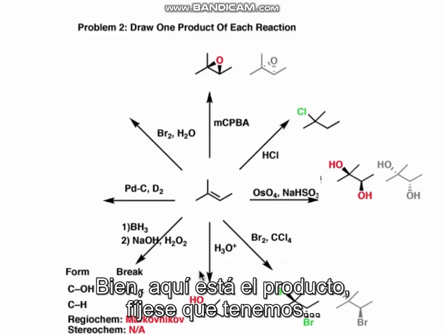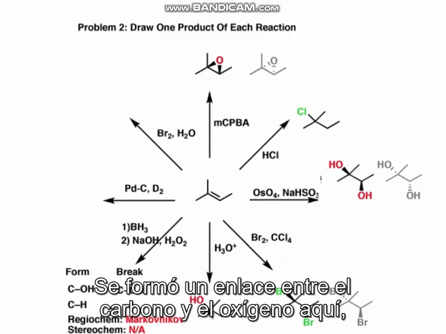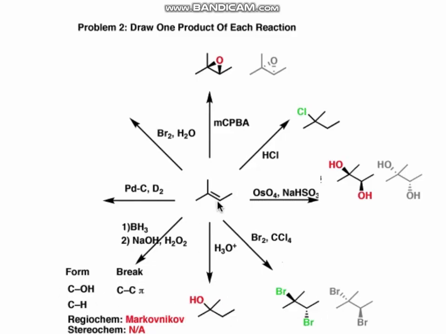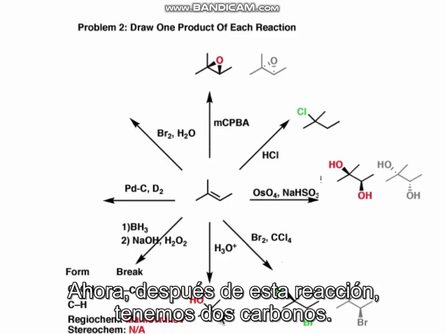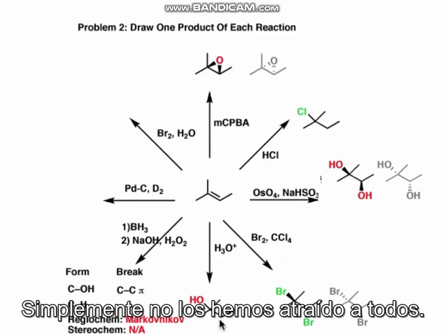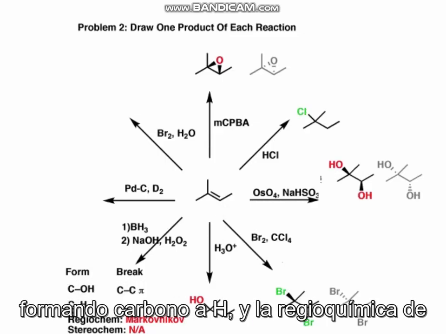Okay, so here the product is, notice we formed a bond between carbon and oxygen here, and we've also formed a bond, although it's hard to see. We have 1 carbon-hydrogen bond here, but now after this reaction we have 2 carbon-hydrogen bonds. We just haven't drawn them all in. Okay, so we're adding carbon to OH and forming carbon to H.